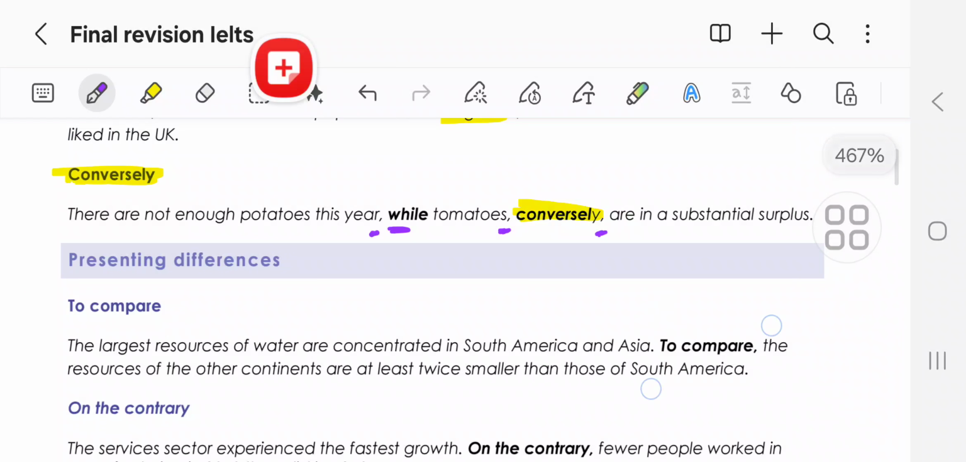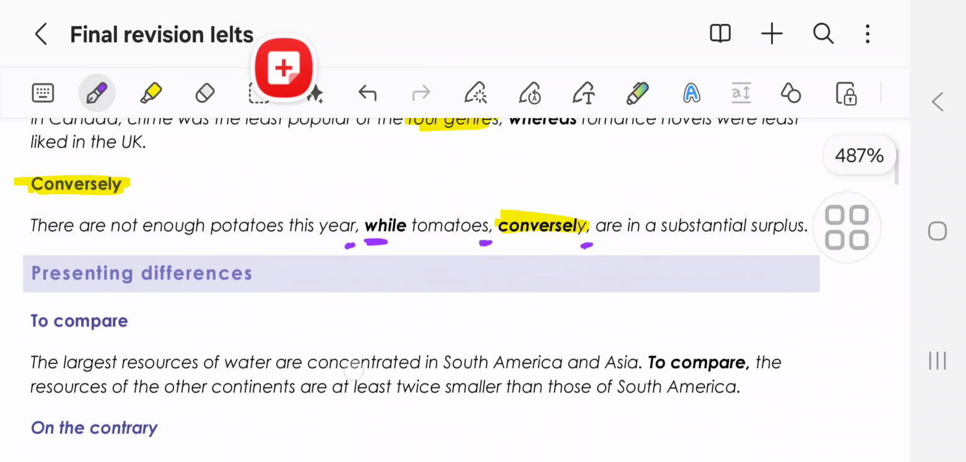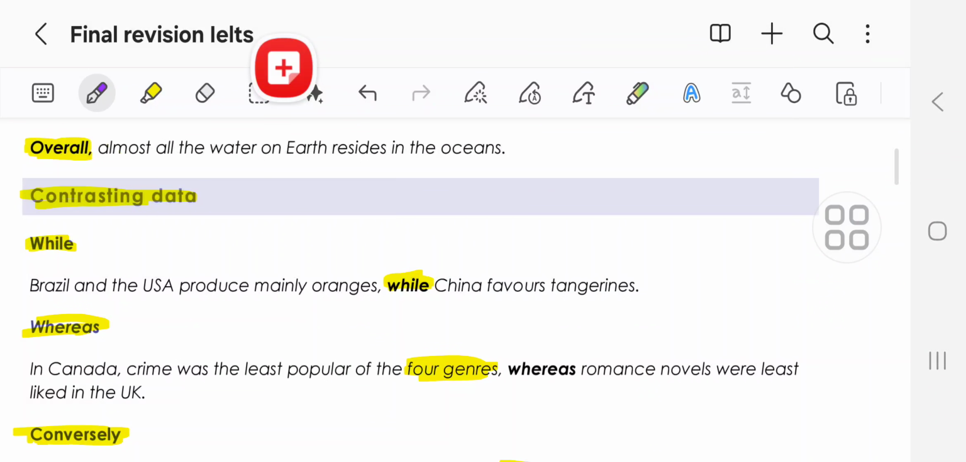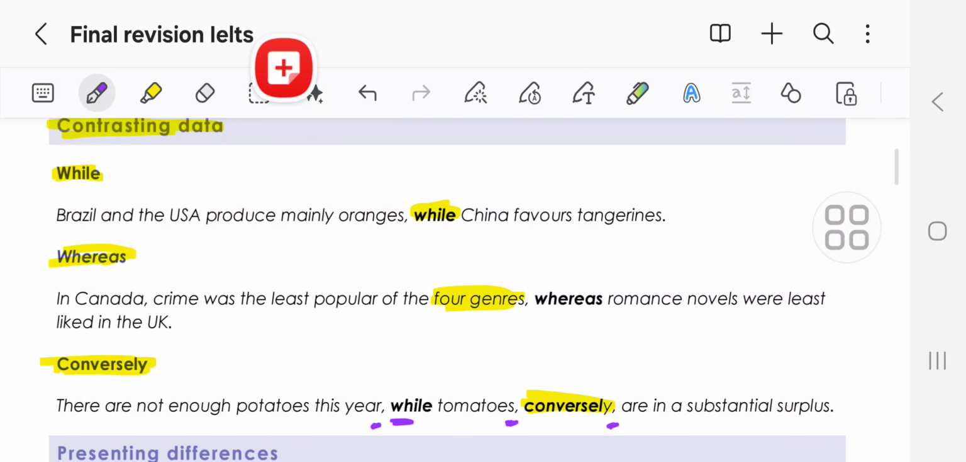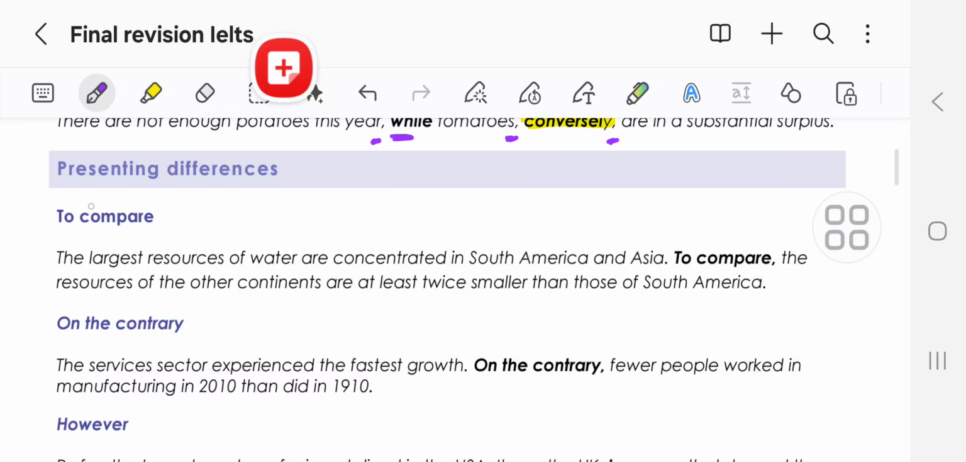Okay, now we are talking about presenting the differences. We talked about contrasting data, basically while, whereas, and conversely. You can contrast by saying that Brazil and USA produce mainly oranges, comma, while China favors tangerines. So that's how it goes. Whereas in Canada, crime is the least popular of the four genres, while romance novels were the least liked in the UK. Conversely, there are not enough potatoes this year, while tomatoes, conversely, are in substantial surplus. Remember that. Now we're talking about presenting differences here.